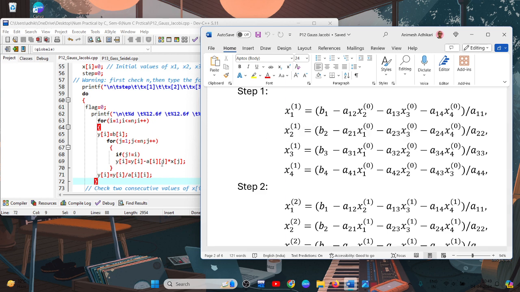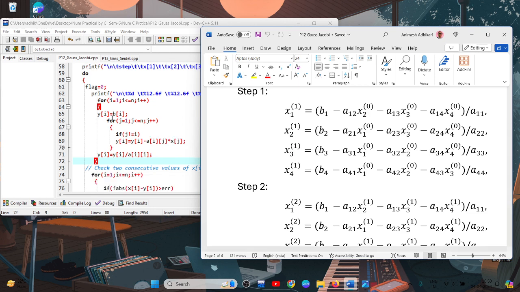into x1. This is x1 of the previous step, the initial step, x1 equals 0. After completing this j loop, you calculate this minus this, this minus this, this minus this, where yi initially equals b2. After completing this j loop, you find y2 divided by a22. Actually this is the value of x2 for step 1.